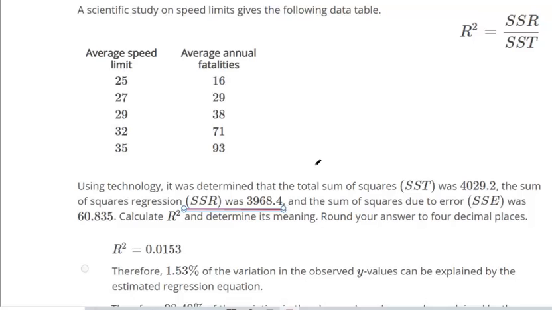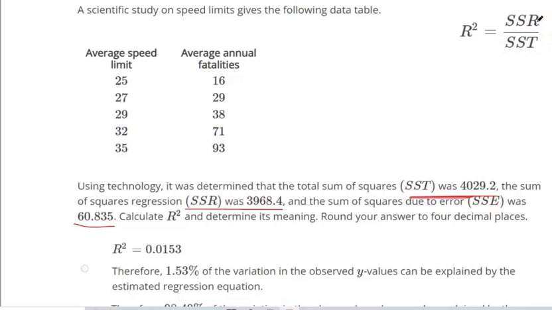3,968.4. The sum of squares due to error is 60.835. And if you add those together, that should make the sum of squares total. Okay, and so the coefficient of determination, I should say, is the sum of squares regression divided by the sum of squares total.